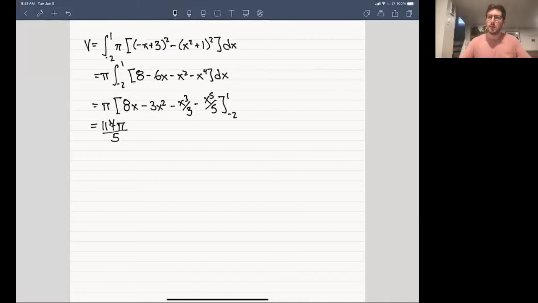Again, like most of this, it's the process that truly matters the most. The final answer is not particularly interesting. There's no real significance to 117 pi over 5, but getting up there and understanding this process, what the washer method really does with these inner and outer radii, that's the important concept here.